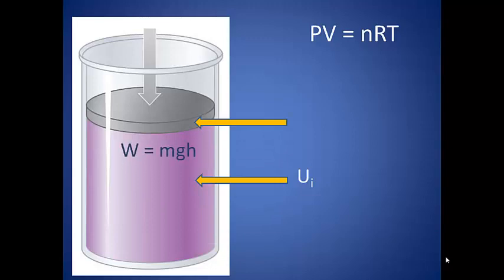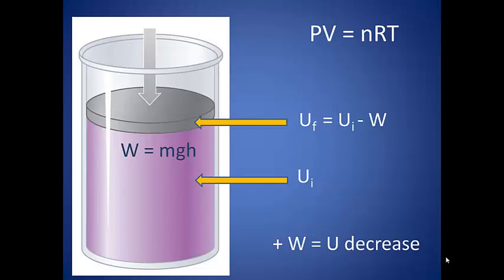So now we have a final energy associated with that gas. That final energy is the amount of initial energy minus the work that was done by the gas. A positive work means the system does work. A negative work means the system has work done on it. So if a system does work, the total energy of the system decreases.